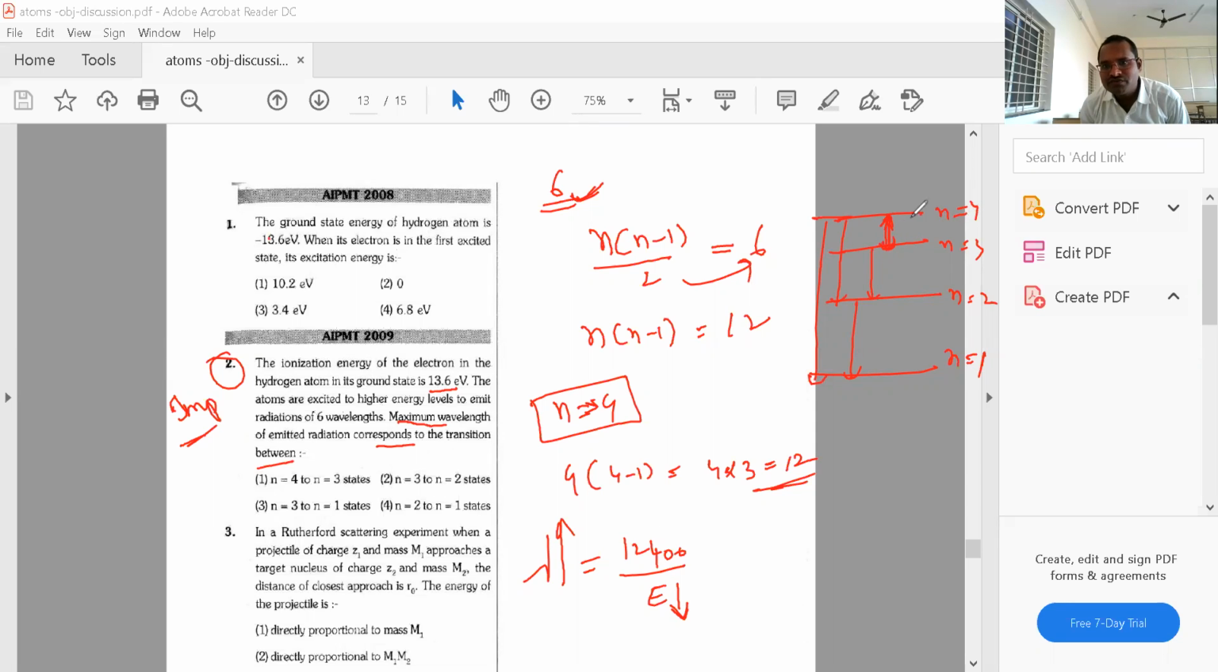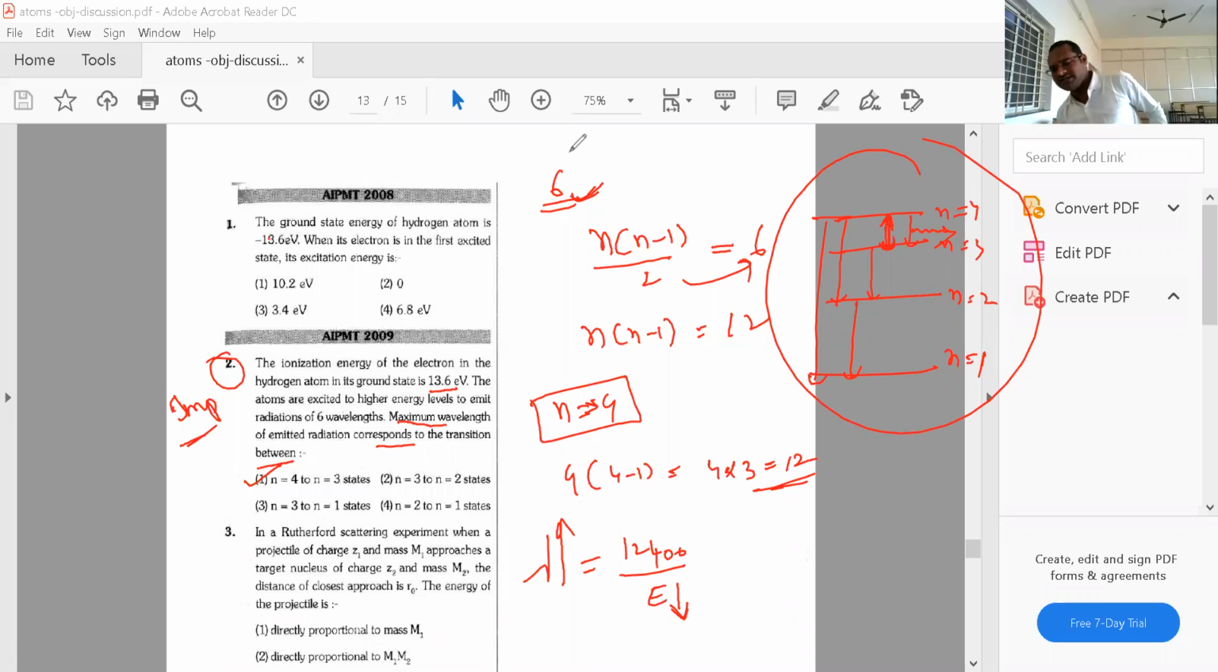Means from n is equal to 4 to n is equal to 3, if the electron transits, then the radiation emitted will be maximum radiation. So this transition should take place from n is equal to 4 to n is equal to 3. This is a clear-cut concept. If it is there in your mind, then only you can answer. Otherwise it is difficult to answer.